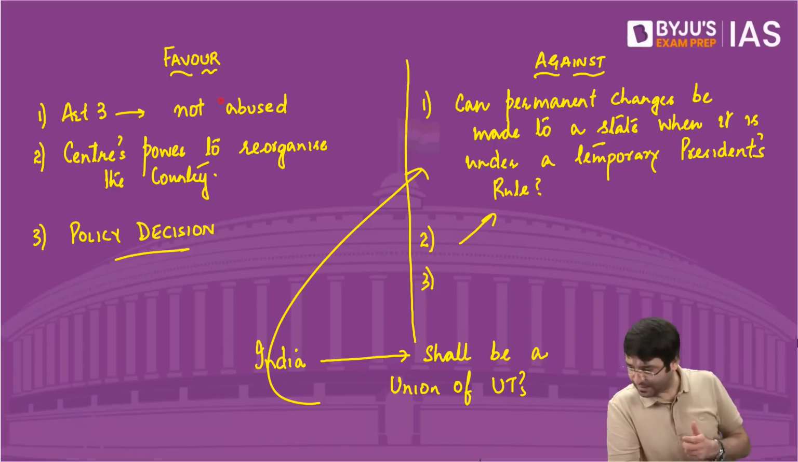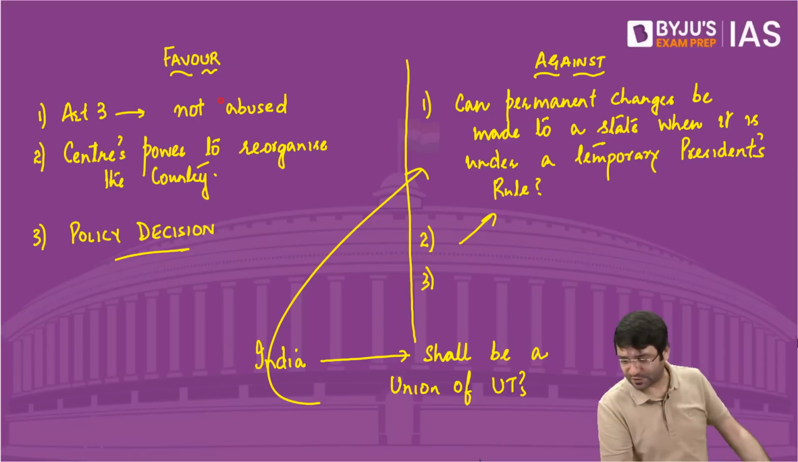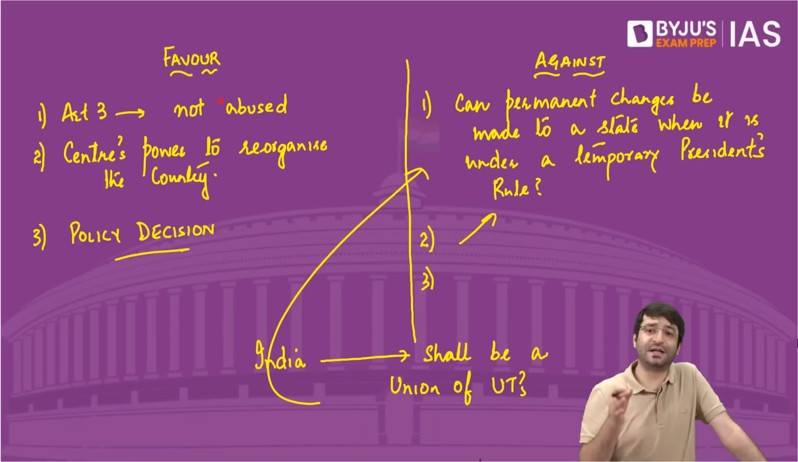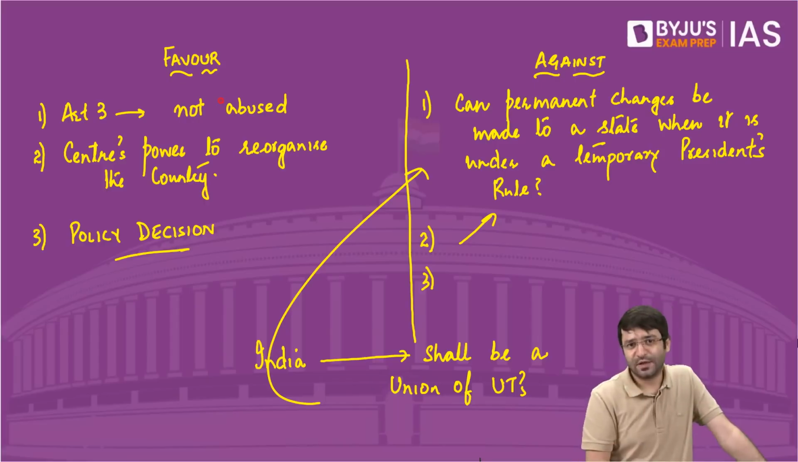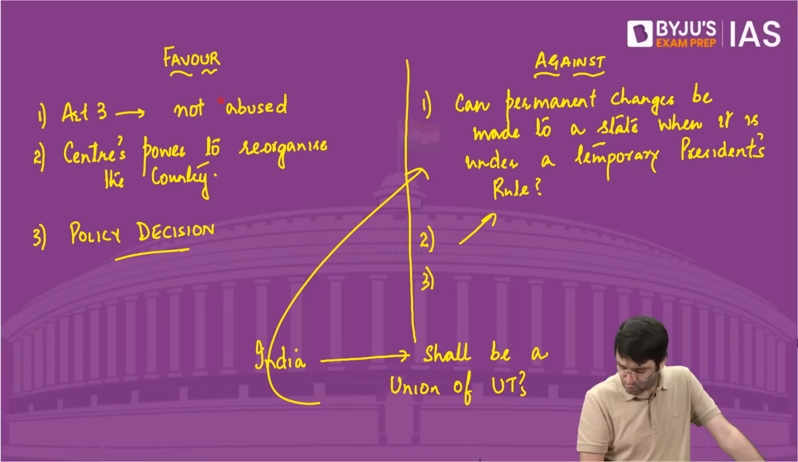Sir, is there anything mentioned that it cannot be a unitary constitution? Because Supreme Court has said federalism is part of the basic structure of the Indian Constitution. No act of parliament can violate that basic structure. Okay.